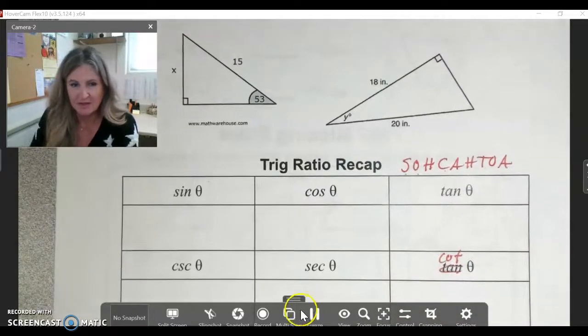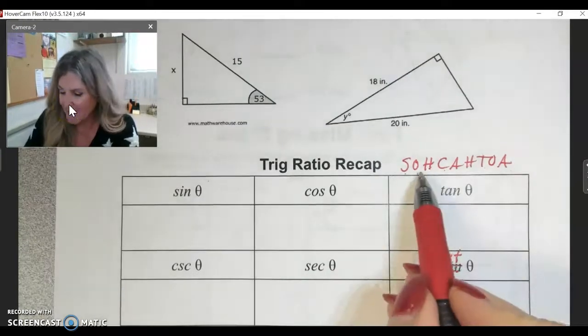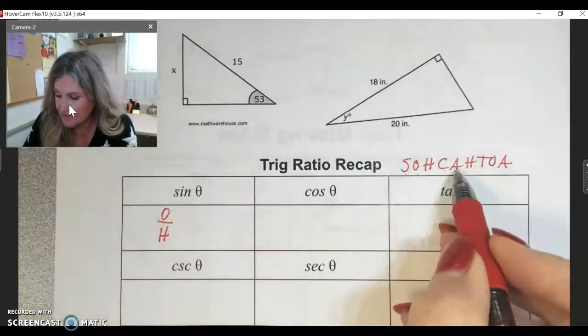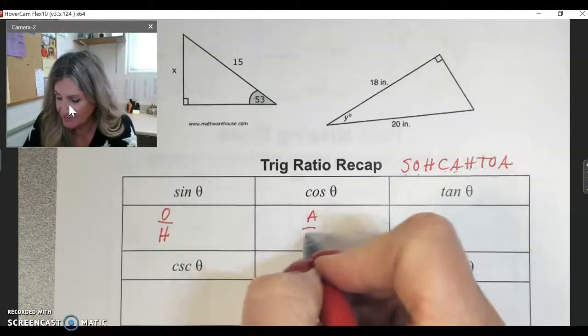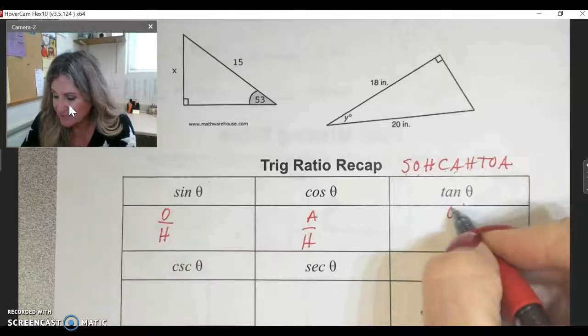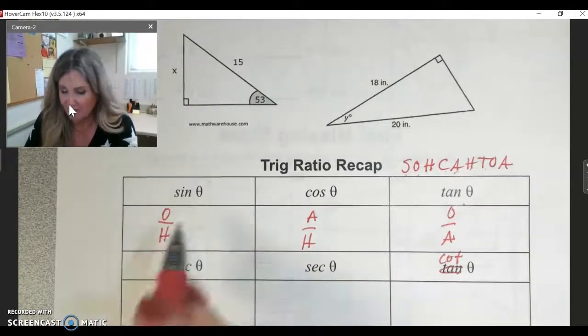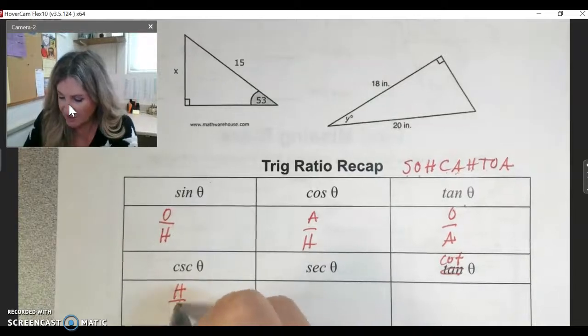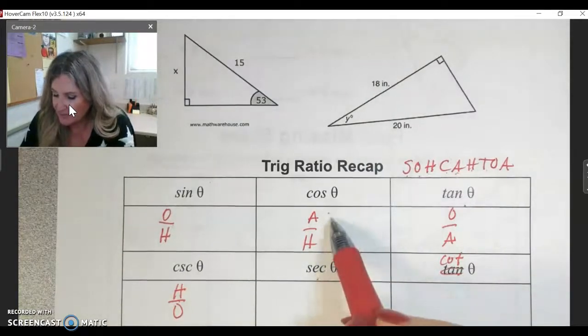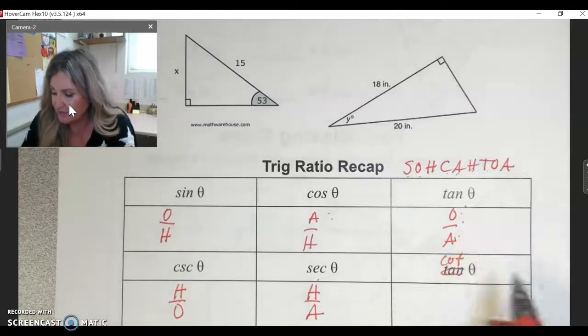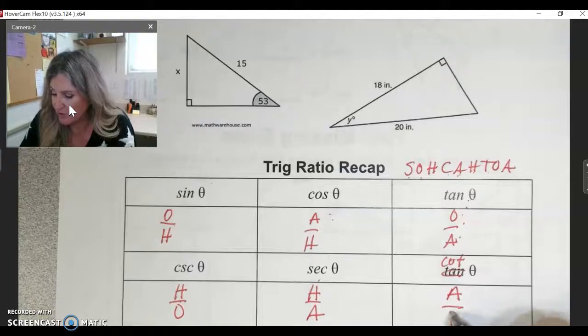If we are going to talk about the sine ratio, that is opposite over hypotenuse, so O over H. Cosine is adjacent over hypotenuse. Tangent is opposite over adjacent. Cosecant is the reciprocal of sine, so H over O. Secant is the reciprocal of cosine, so it's H over A. And cotangent is the reciprocal of tangent, which is A over O.